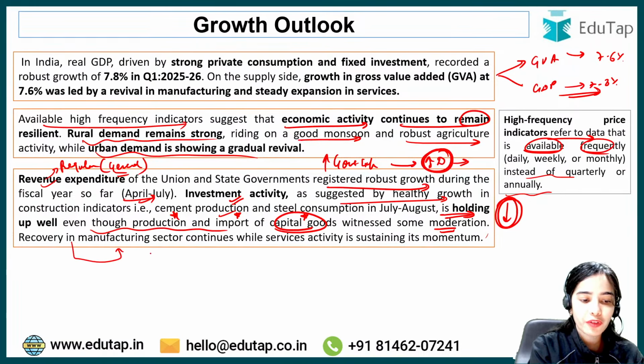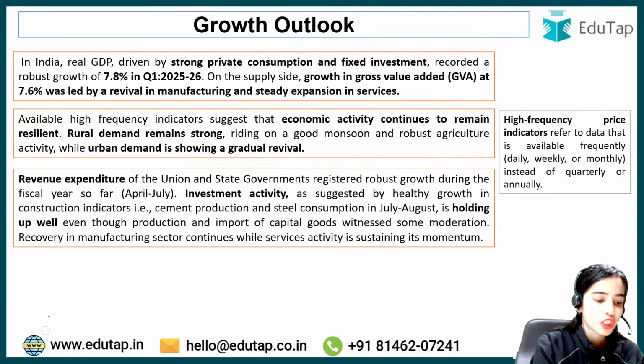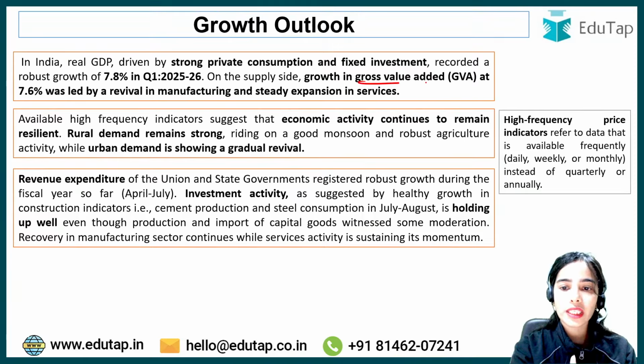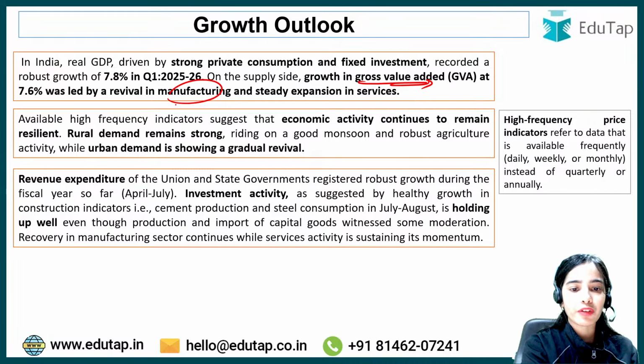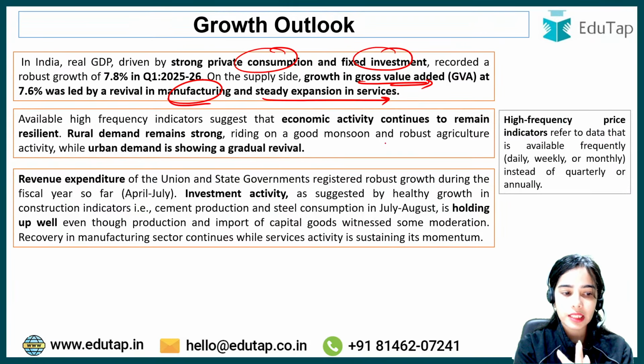Recovery is happening in the manufacturing sector, and the service sector is also sustaining its momentum. So basically the gross value addition is improving, due to manufacturing and steady expansion in services. The GDP growth is happening because of private consumption and fixed investment. Government expenditure is also increasing. Revenue expenditure is increasing. It was robust.